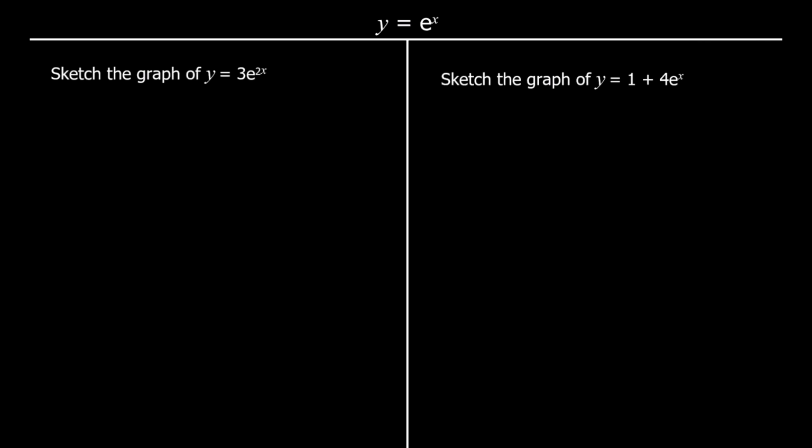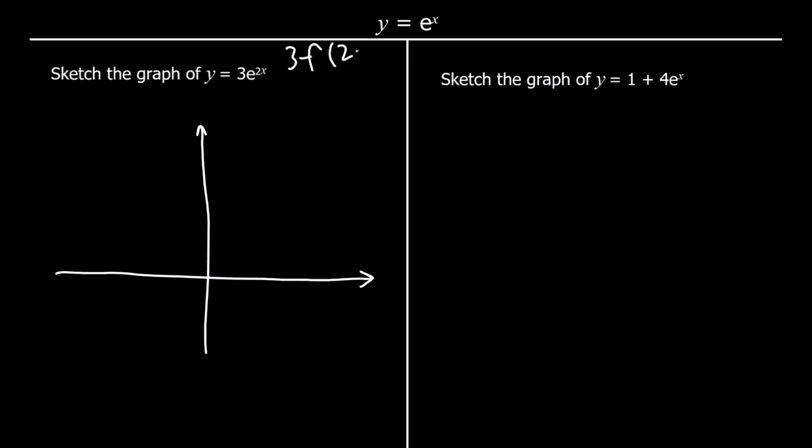Sketch the graph of y equals 3e to the power of 2x. So what has happened this time? So the 3, so it's the same as 3f of 2x. That's our transformation. So we're multiplying all of the y coordinates by 3. So where it crossed at 1 before, it's now going to cross at 3. And the 2x is going to squash the graph in. So we're going to have a graph that looks like this.